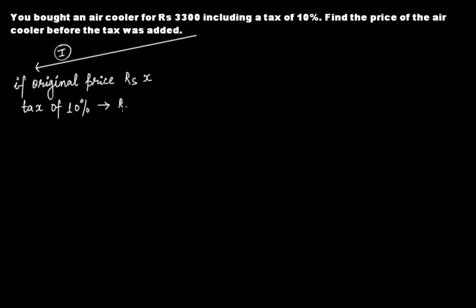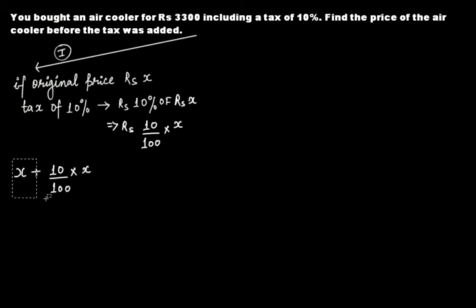So 10% of X, that is the original price of rupees X, is rupees 10 by 100 multiplied by X. This will be the tax amount. Now X, that is the original price that doesn't include the tax, plus this tax, that is 10 by 100 multiplied by X. Let me copy this here.